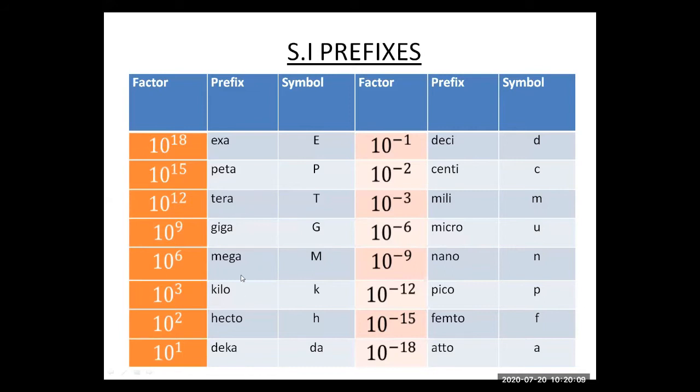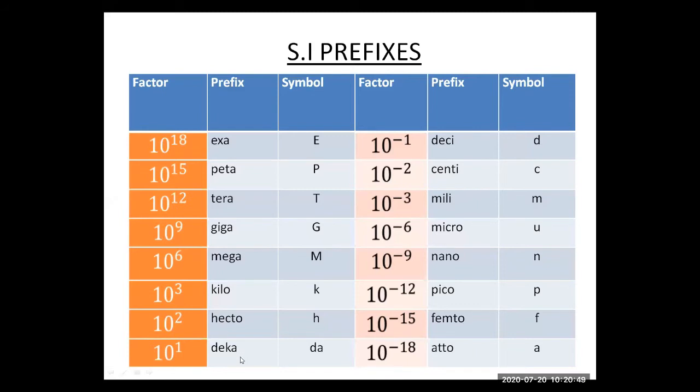Now the next one is kilo. Kilo is represented by k and its value is 10 raised to the power 3, while its reciprocal is milli. Milli is represented by small m and its value is 10 raised to the power minus 3. Next is hecto, represented by small h, with value 10 raised to the power 2. The reciprocal of hecto is centi, represented by small c, and its value is 10 raised to the power minus 2.